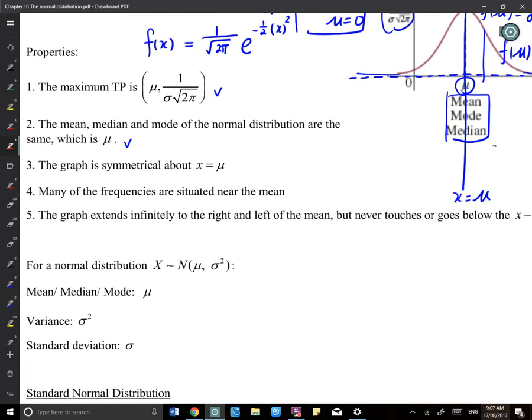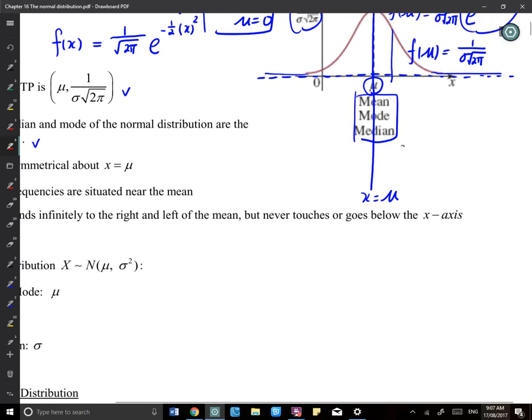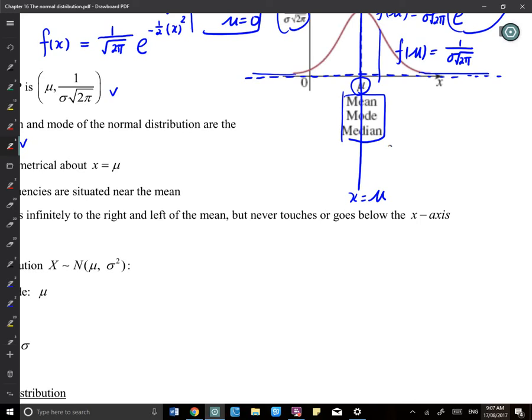So next one is the graph extends infinitely to the right and left of the mean, but never touches or goes below the x-axis. It can't go below the x-axis. If you go below the x-axis, it's not the density function anymore. So it must stay above the x-axis. So the x-axis is actually an asymptote. It's approaching but never touching.